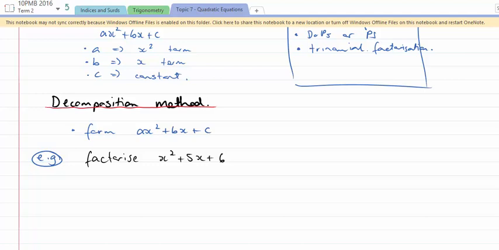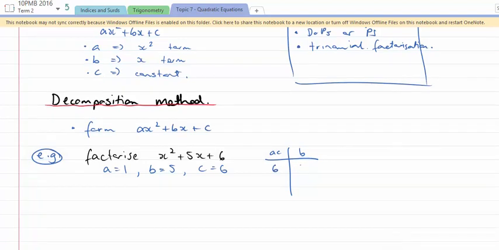So step one is we draw our A, C, and B table. So just over to the side, A, C, and B. AC means A times C. So if we write out that A is equal to 1 because it's 1x squared, B is equal to 5 because it's 5x, and C is equal to 6 because C is always just a constant value. And AC is equal to 6 and B is equal to 5. So what we're looking for here is two numbers that multiply to equal 6 and add to equal 5.